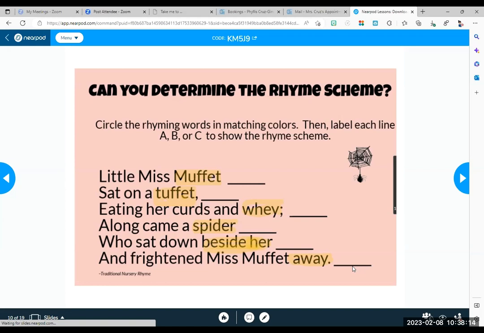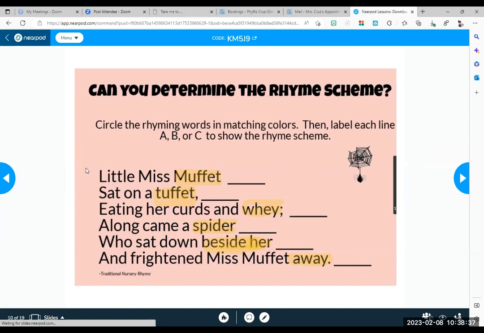You're welcome to unmute. I'm going to read this poem starting now. Little Miss Muffet sat on a tuffet, eating her curds and whey. Along came a spider who sat down beside her and frightened Miss Muffet away.